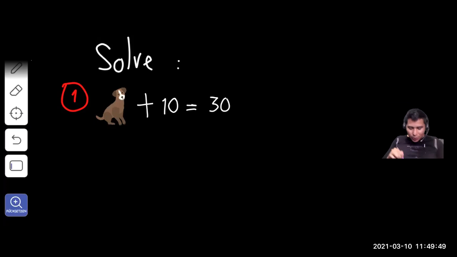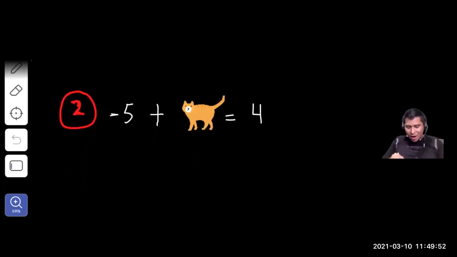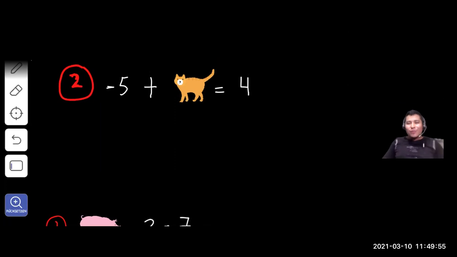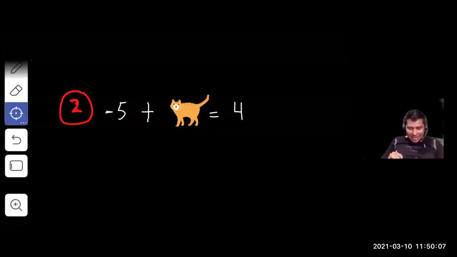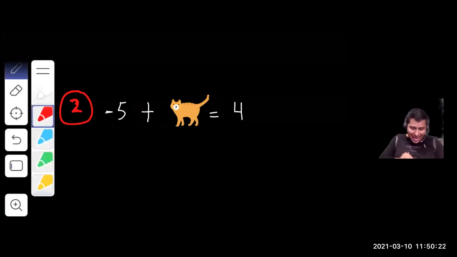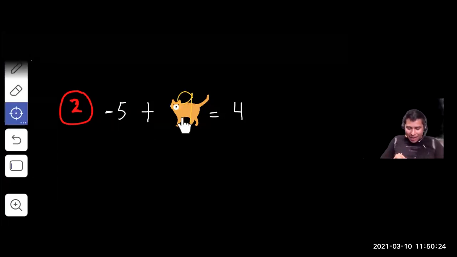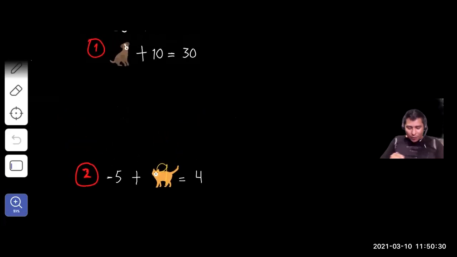Okay, you said that the dog is 20. Let's have a look at another one. Let's see if you're clever enough to solve this. You have -5 plus a cat, and it equals 4. What is the value for the cat? 9. If it is 1, -5 plus 1 is -4, but the answer would be positive 4. 9, yeah, 9. 9 minus 5 is 4. Correct. 9 minus 5 is equal to 4. Correct, guys. For the dog, it was 20.